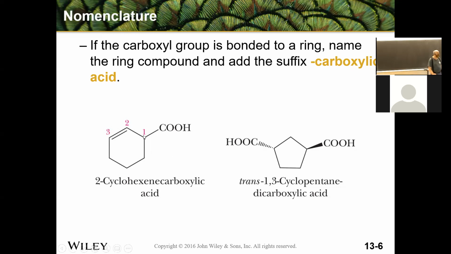Here the point of the ring where the carboxylic acid is attached, that's carbon number 1. And then this is trans-1,3-cyclopentane dicarboxylic acid. It's not correct to call it cyclopentane dioic acid. That implies that we have fewer carbons. We only have 5 carbons.